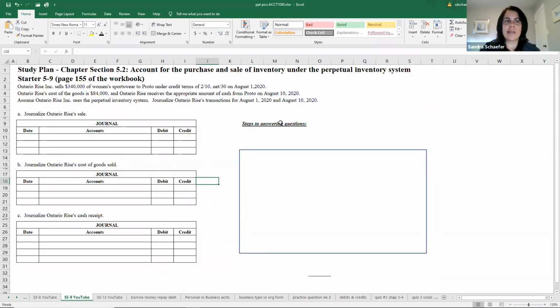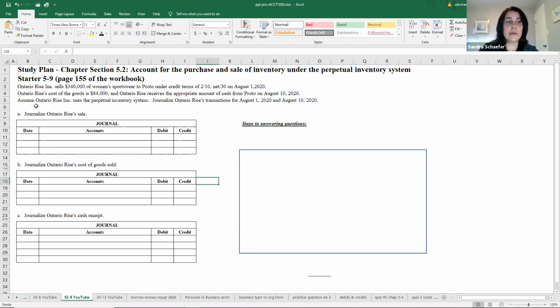In this tutorial today, we are going to go through question S5-9. This can be found on page 155 of the workbook or in your study plan on Pearson under chapter section 5.2. This question takes us through journalizing some transactions with respect to inventory.